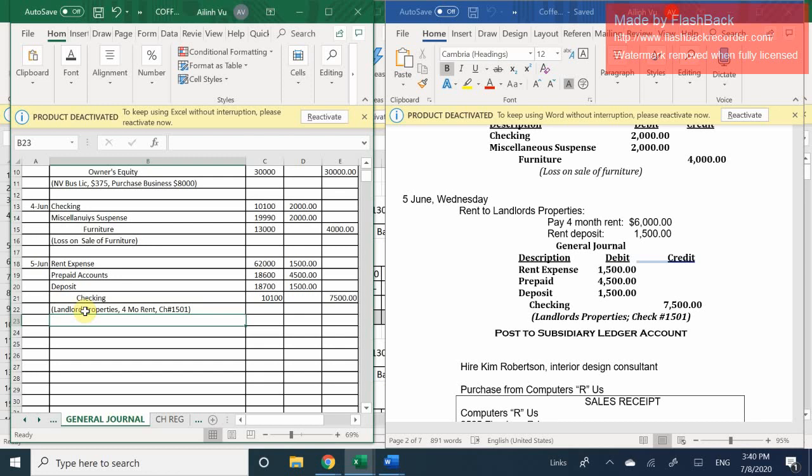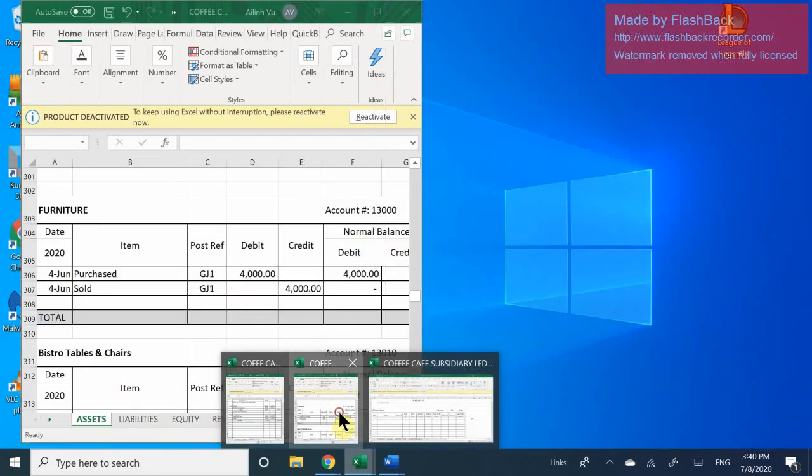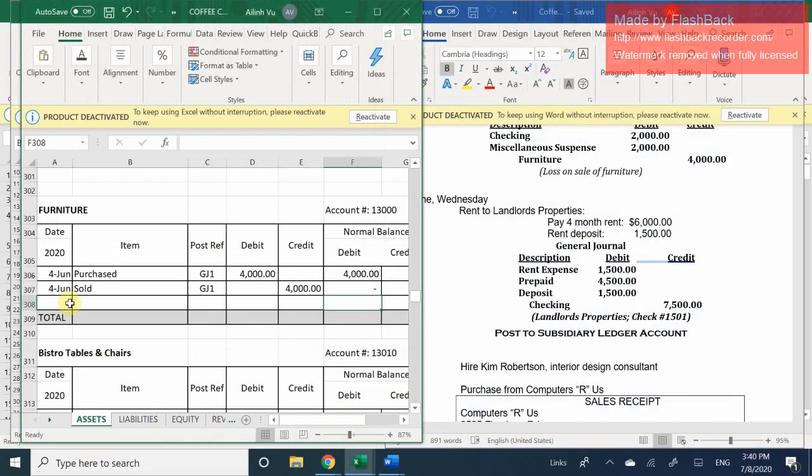All right. We wrote a check. And we finish our description and we know that it's for Landlord Properties. Okay. So now we can go to our general ledger.